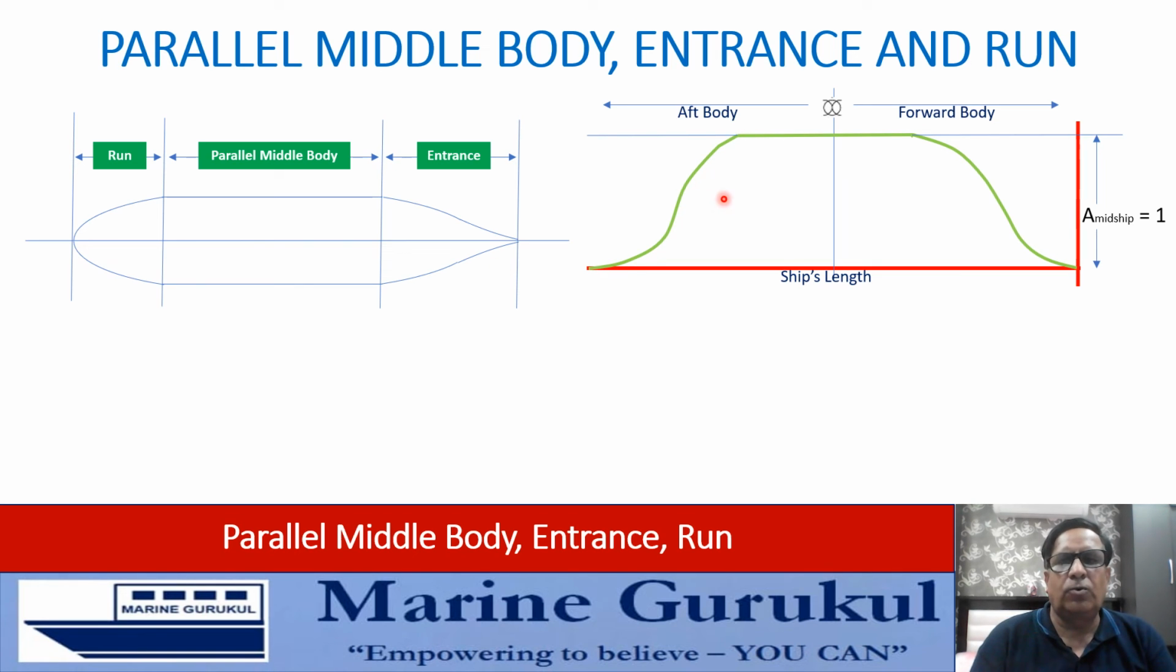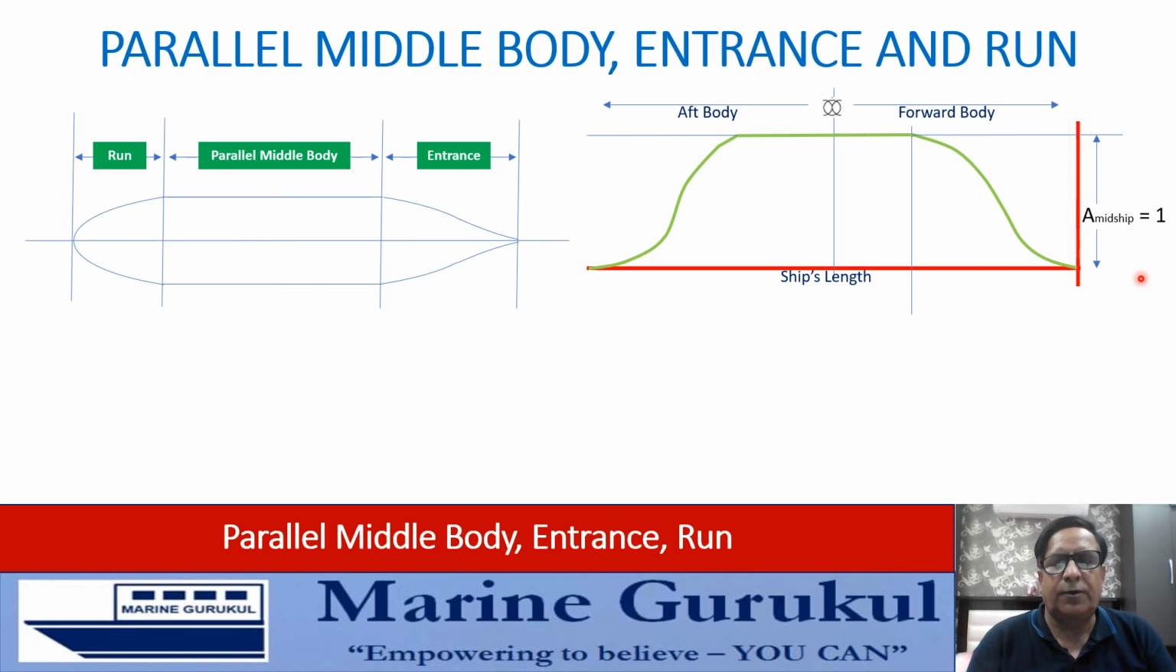Now you see, you can correlate this graph with this diagram. Right at the bow, the cross-sectional area is nearly zero. It keeps increasing as we keep going aft. Then in the middle body, the cross-sectional area remains the same. And then in the after part, it decreases and again becomes nearly zero. So this green graph here is the graph of the cross-sectional area at different points along the length of the ship. And what do we see?